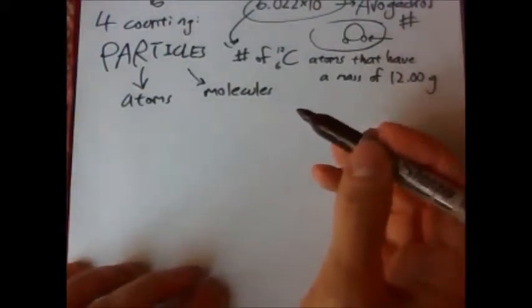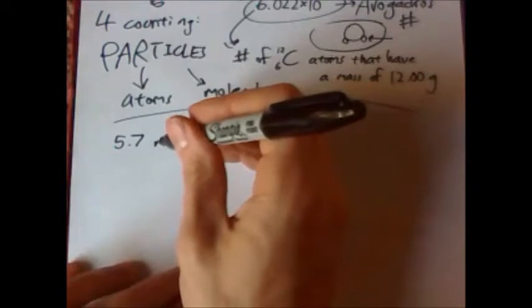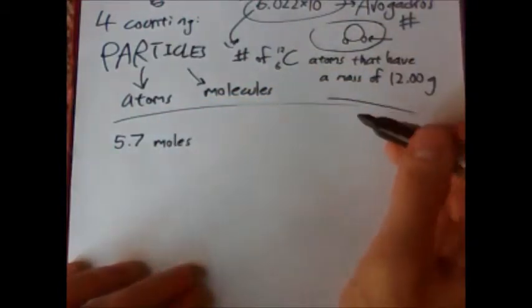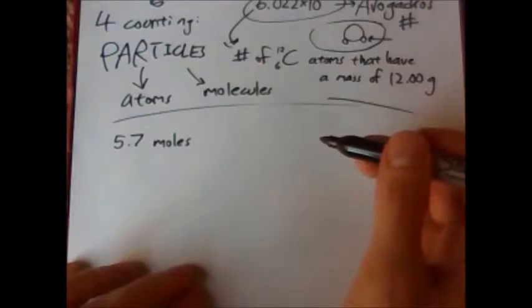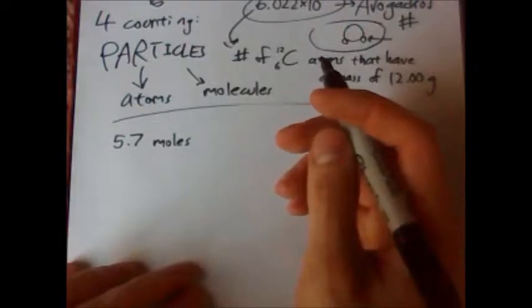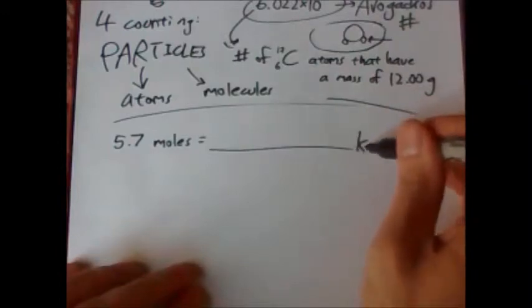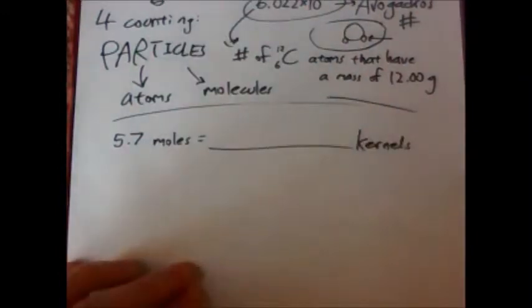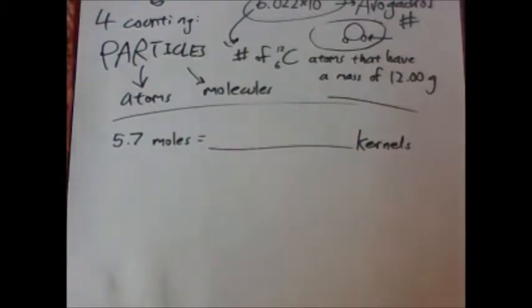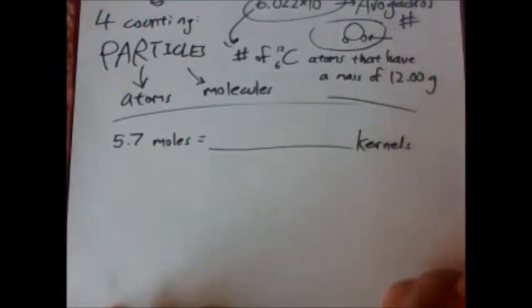Let me give you an example problem. If you had 5.7 moles of popcorn kernels, I'm not only going to give you 5.7 dozen popcorn kernels, I'm going to give you 5.7 moles of popcorn kernels. How many popcorn kernels is that? If you multiplied by 6.022 times 10 to the 23rd, you would be correct.